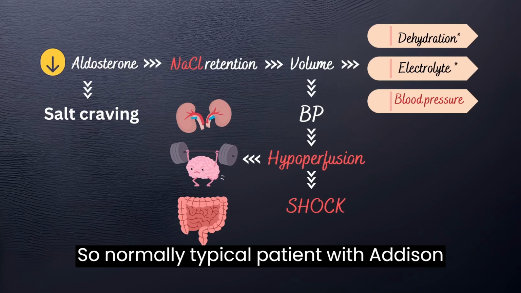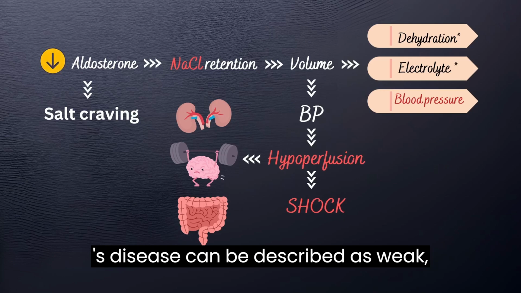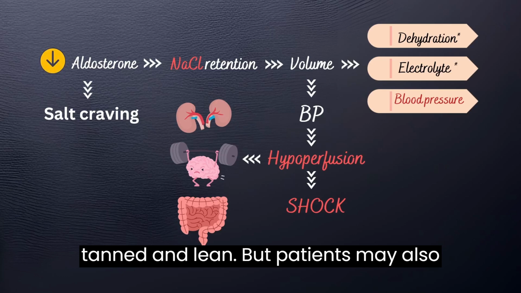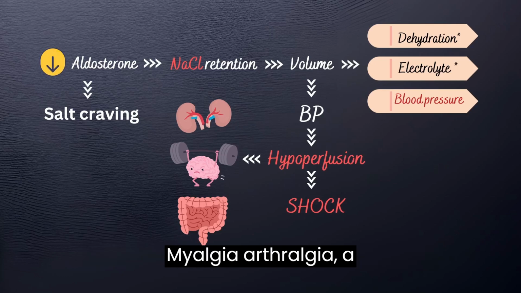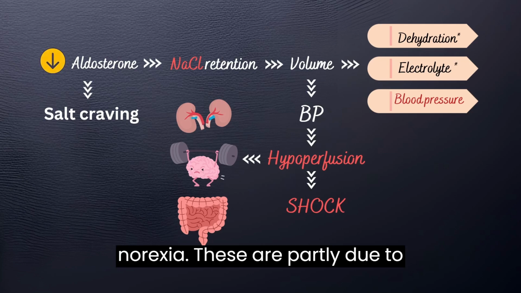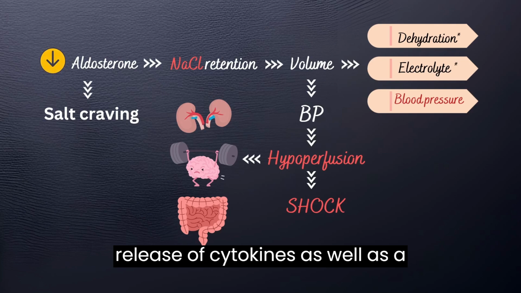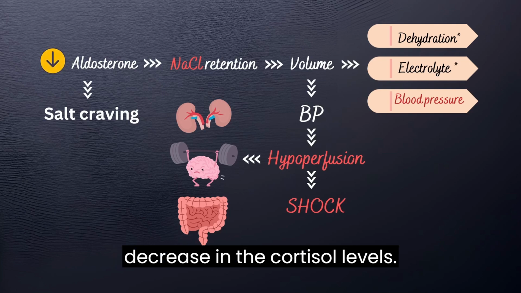So, normally, a typical patient with Addison's disease can be described as weak, tanned, and lean. But patients may also complain of easy fatigability, myalgia, arthralgia, anorexia. These are partly due to the release of cytokines as well as a decrease in the cortisol levels.